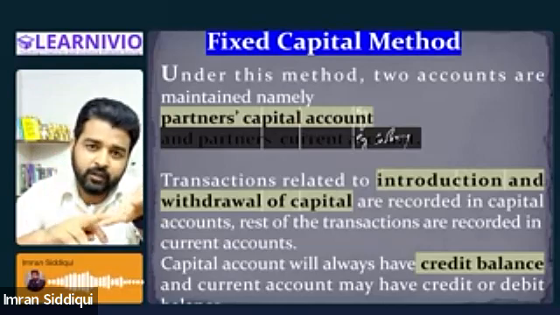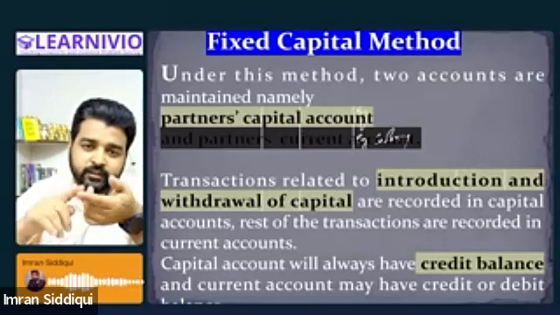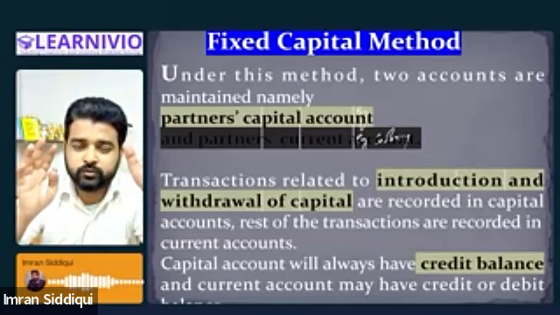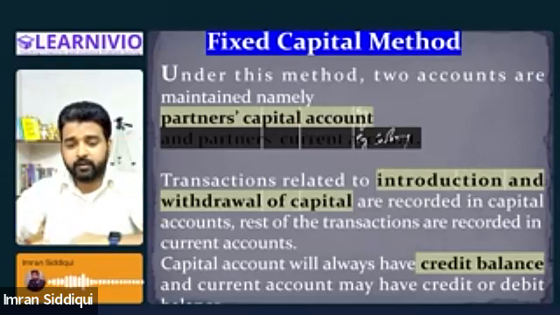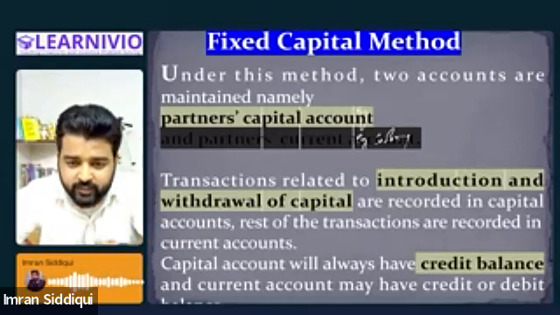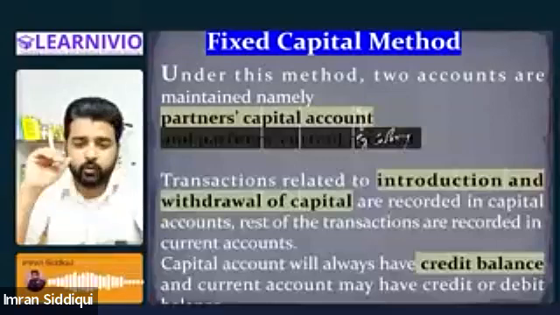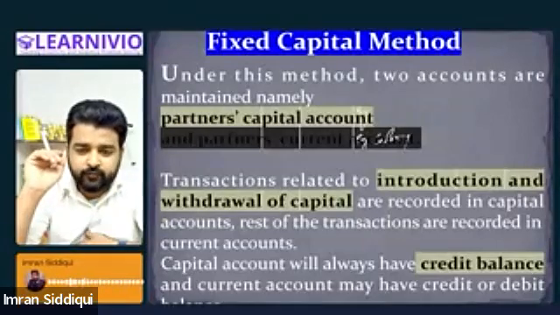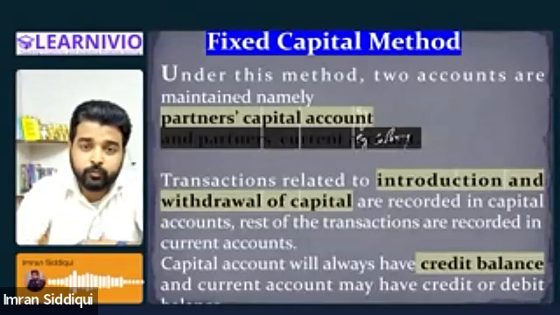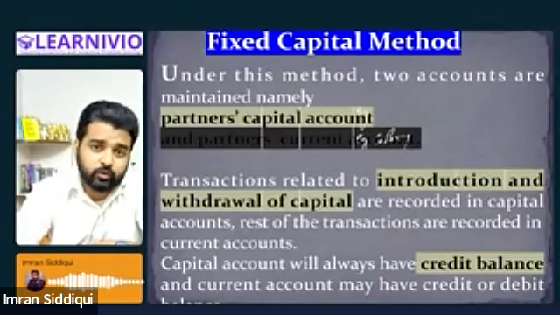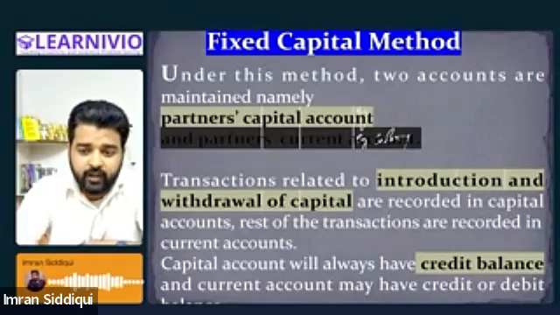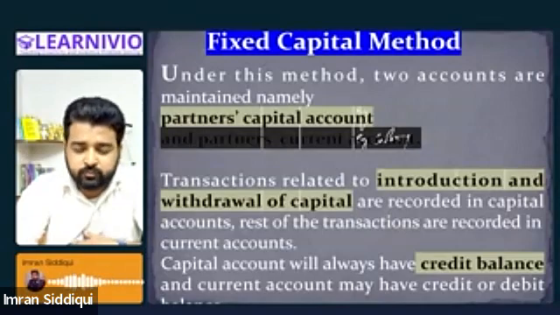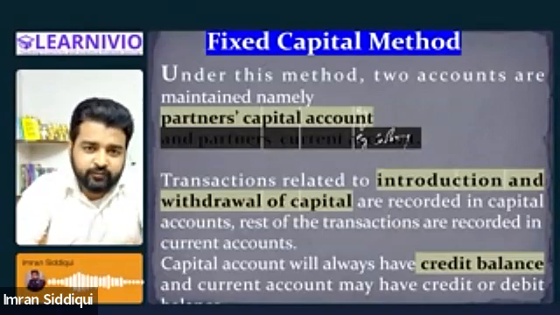Whether it is capital, drawing, or interest on salary, everything was recorded at one single place. But now, under the fluctuating capital method, we have to prepare two different accounts. Number one, the partner's capital account, and then one more account, which is called the current account of the partners. And the components of both the accounts are different.